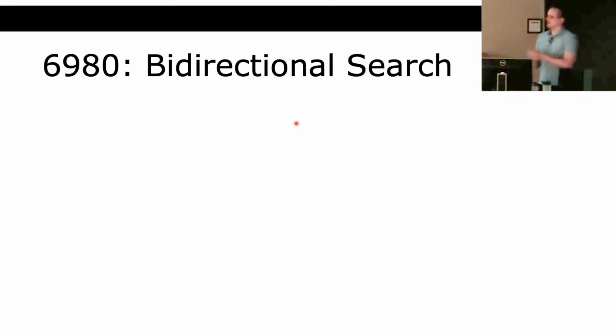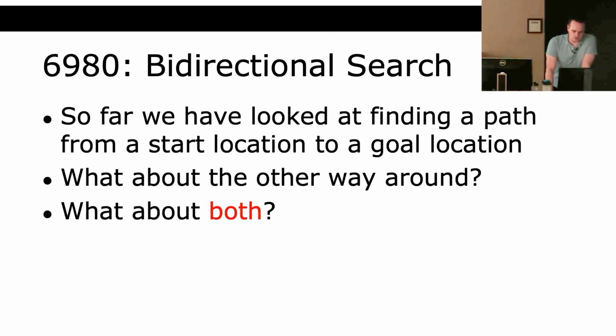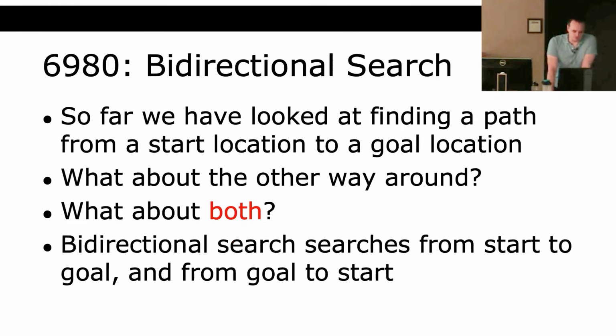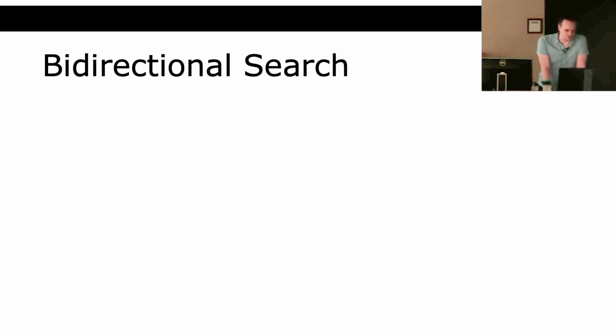Okay, 6980, bidirectional search. So far, we've looked at only finding a path from the start to the goal. What about the other way around? What if we went from the goal to the start? Or what if we did both? Bidirectional search goes from the start to the goal and from the goal to the start. The search stops when the graphs intersect, so when your closed lists intersect.